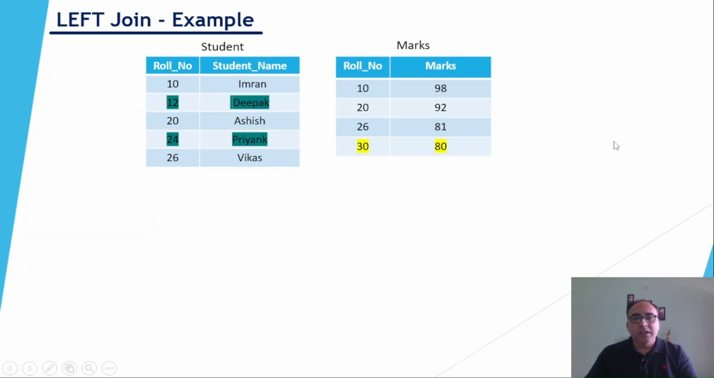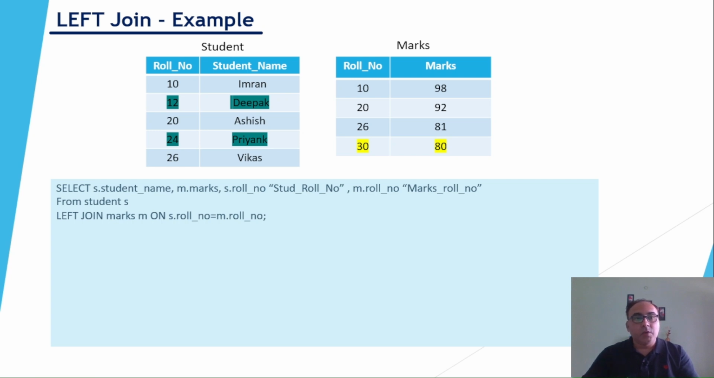Now let's see how we can retrieve records using left join. So this is the query. Select s.student_name, s.roll_number with the alias stud_roll_number, m.marks, m.roll_number, here the alias is marks_roll_number, from student s, where s is the alias here, left join marks m on s.roll_number equals m.roll_number.